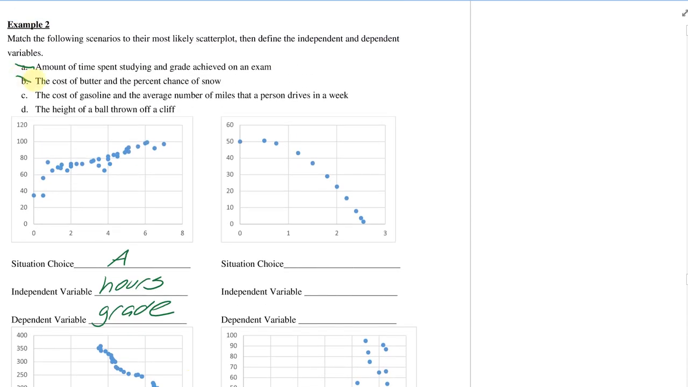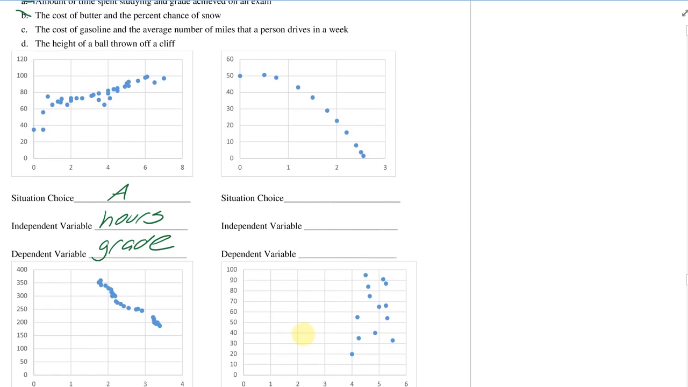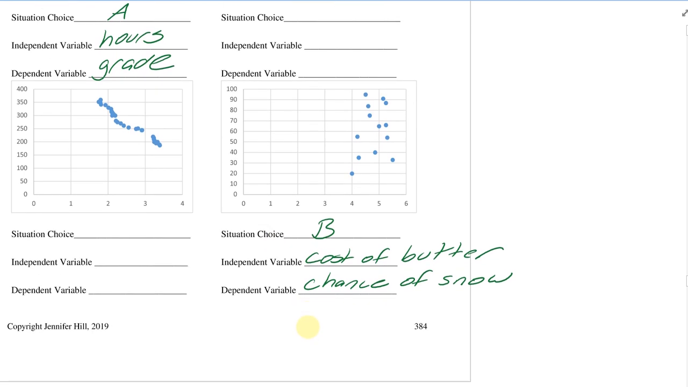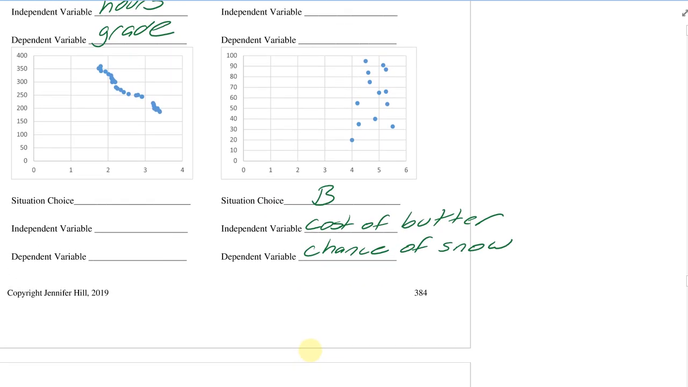The cost of gasoline and the average number of miles that a person drives per week. Okay, so now if you look at this, the one that makes the most sense for this is something like this situation here, see? Now sometimes people contest this when I bring this up, but think about this. If gas were $12 a gallon, so we'll go with a totally crazy example here, how much would you actually drive?